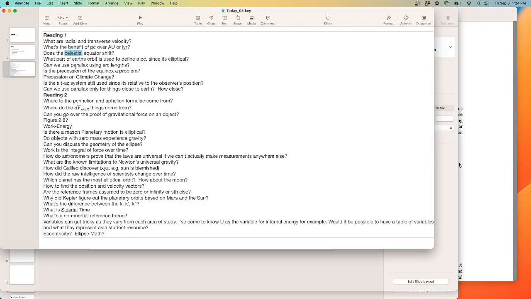Can we use parallax using arc lengths? So, the arc length is just this. We usually don't need to do that.